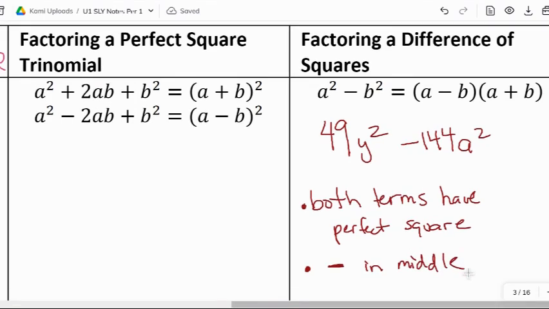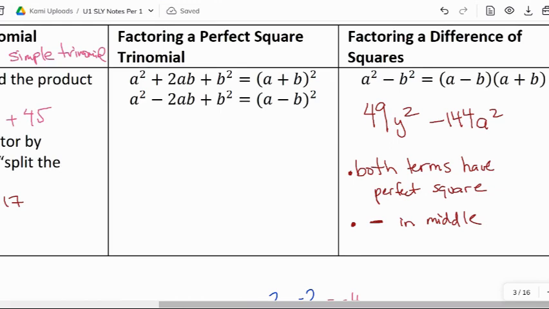We factor using a difference of squares if both terms, there are two terms, both of them have a perfect square, i.e. you can take the square root of both terms, and more critically, there has to be a negative between them. If there's a plus, you cannot use difference of squares. So this is sort of like undoing the FOIL rule.